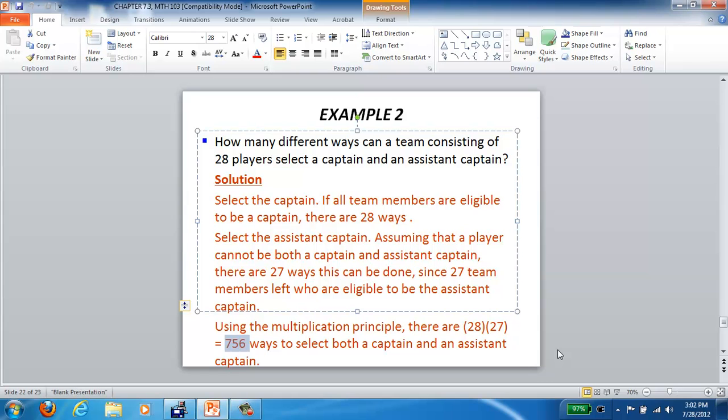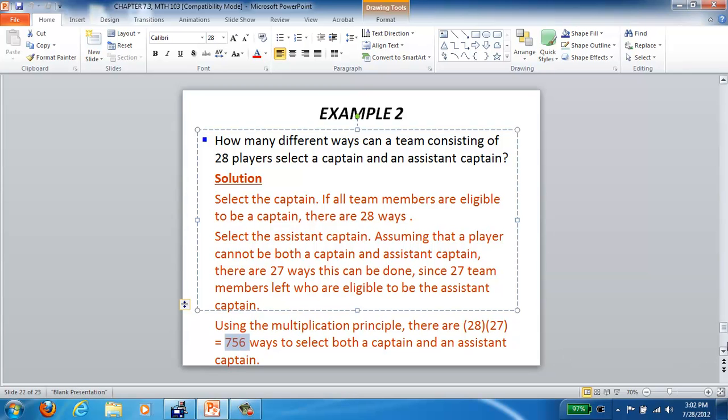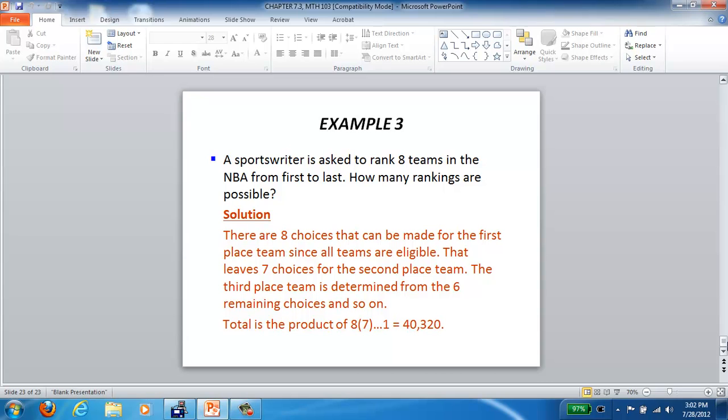And if you have any other position, then you have to multiply by 26, because already you have a captain and an assistant captain. The third example, let's say that someone has to rank 8 teams in the ABA from the first to the last. How many different rankings are possible?